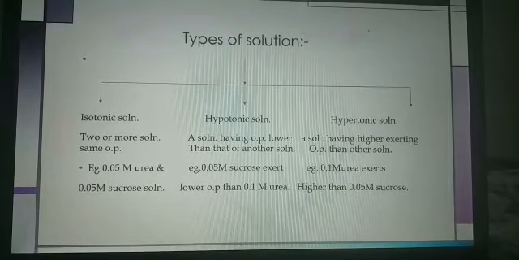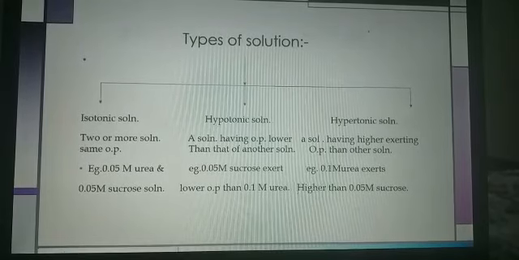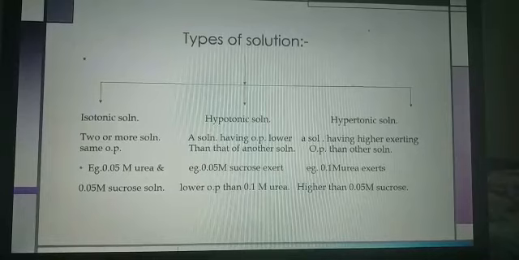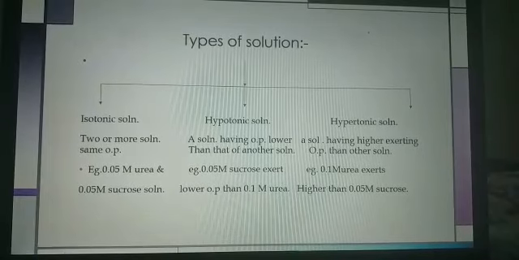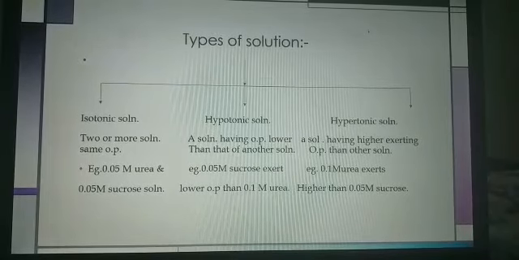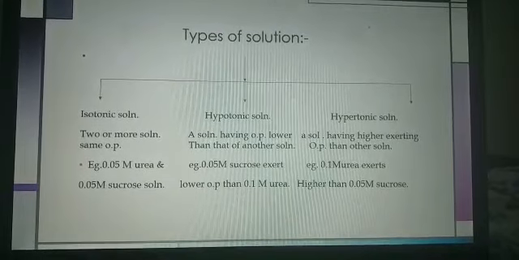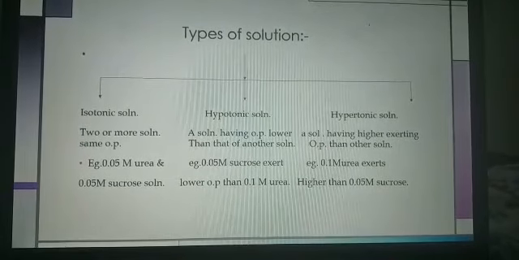So we write here in distinguished form, but the definitions are most important. Iso means same, tonic means osmotic pressure. So in the first case, isotonic means what? Two or more solutions having the same osmotic pressure.